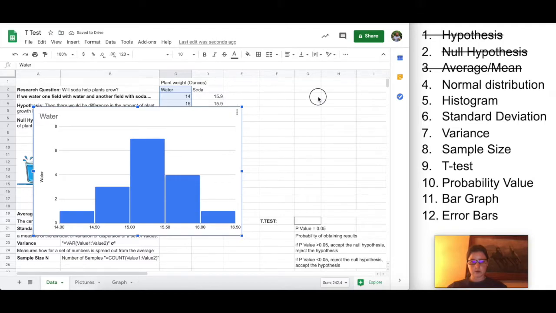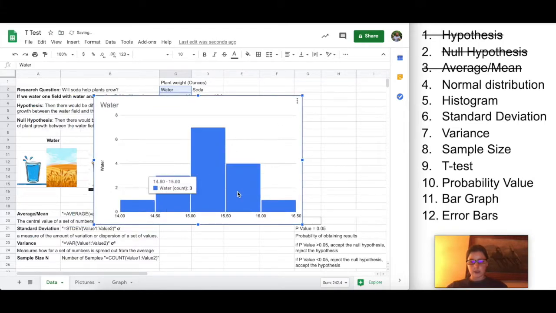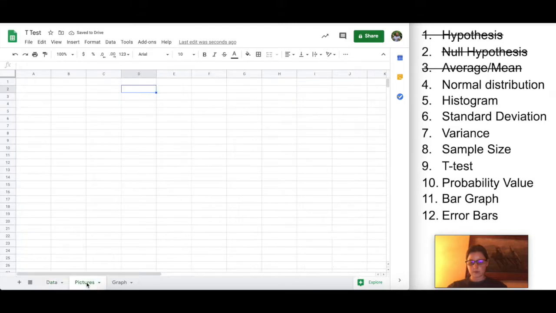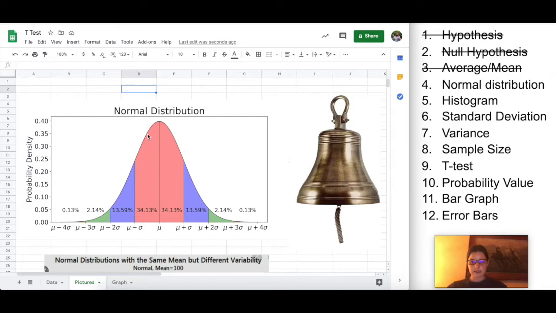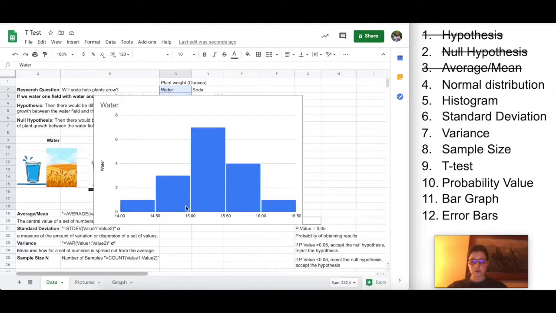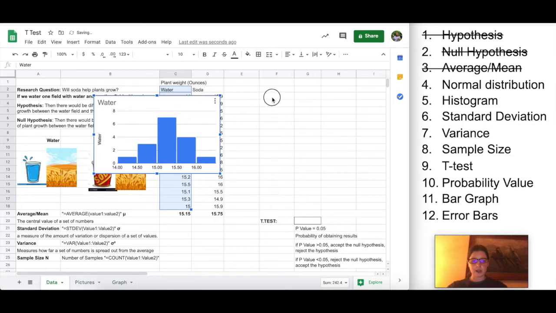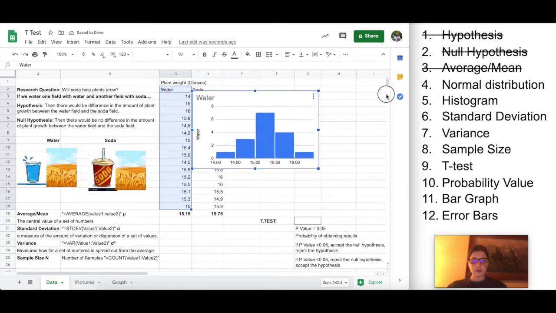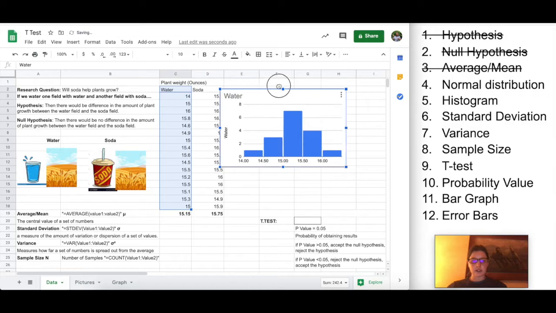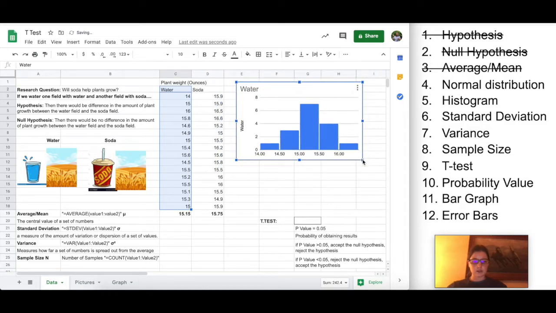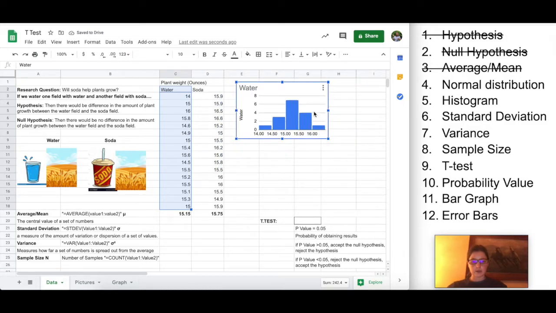Do we think that this looks kind of like this? Yeah, it does. Now, a histogram represents the spread of data. So we would say that the spread of data has a normal distribution as a bell shape. So that's from the water. And now we want to do that for the soda field as well.